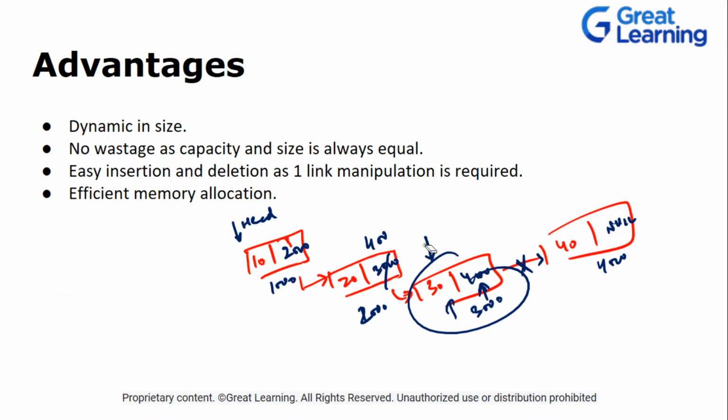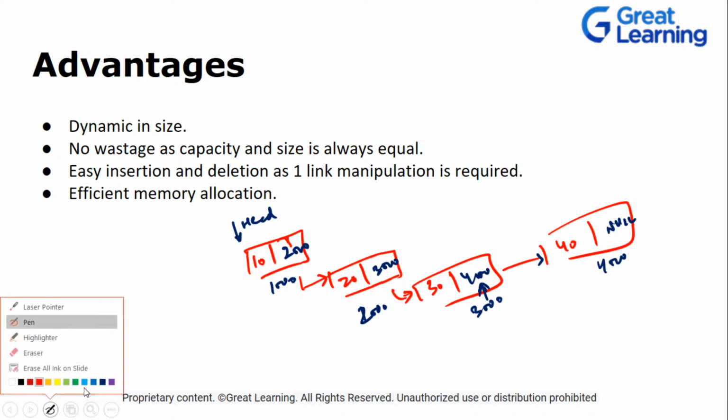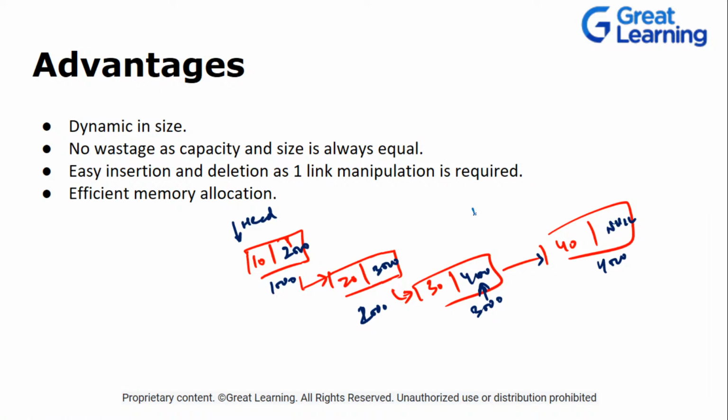Let me just erase all of these things. Okay, so now let me choose a different color over here. When I want to insert this node, let's suppose this is 60 and I want to insert it at this particular position. Now what I have to do is, let me erase this as well. Since this is pointing to this, I will simply make this node point to this.